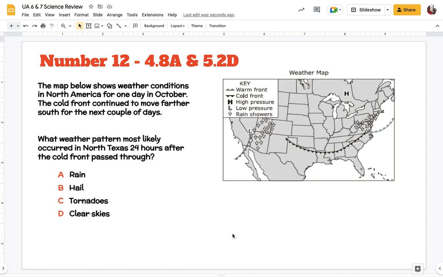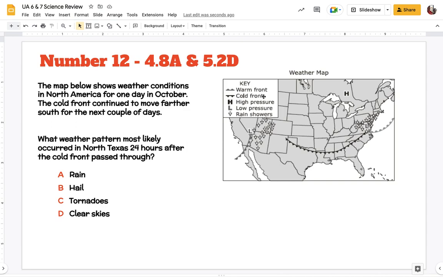And now finally we have our last question. This is question number 12. So the map below shows weather conditions in North America for one day in October. The cold front continued to move farther south. Oh, so we need to know south, okay, for the next couple of days. They want to know what weather pattern most likely occurred in North Texas 24 hours after that cold front passes through. Okay, so if you look here, look at your answer key up here.